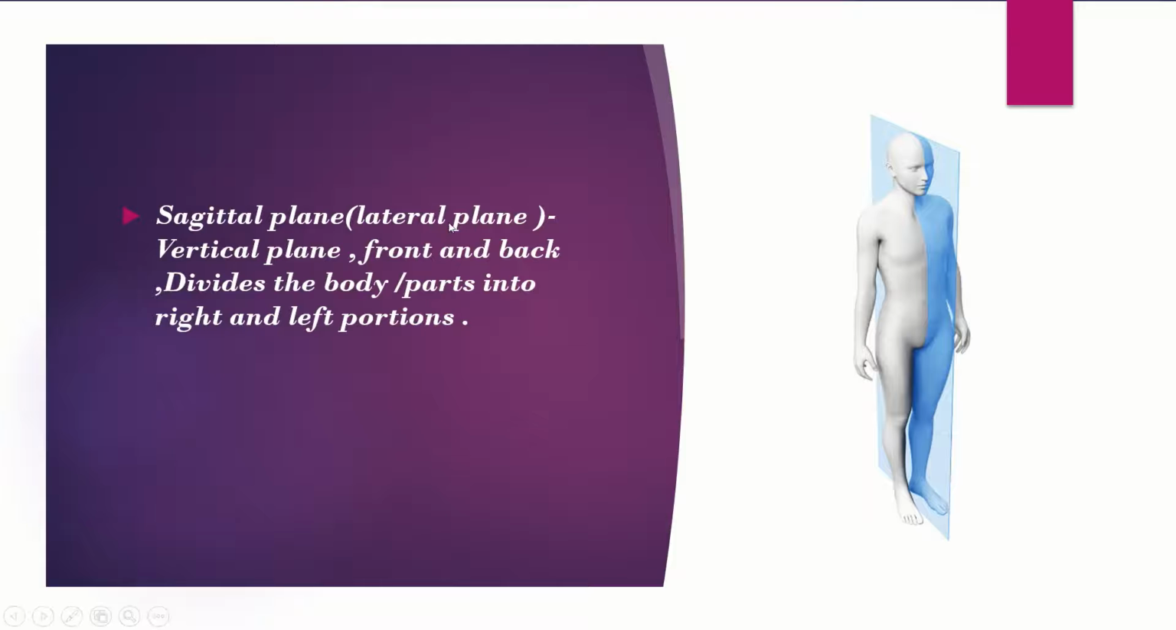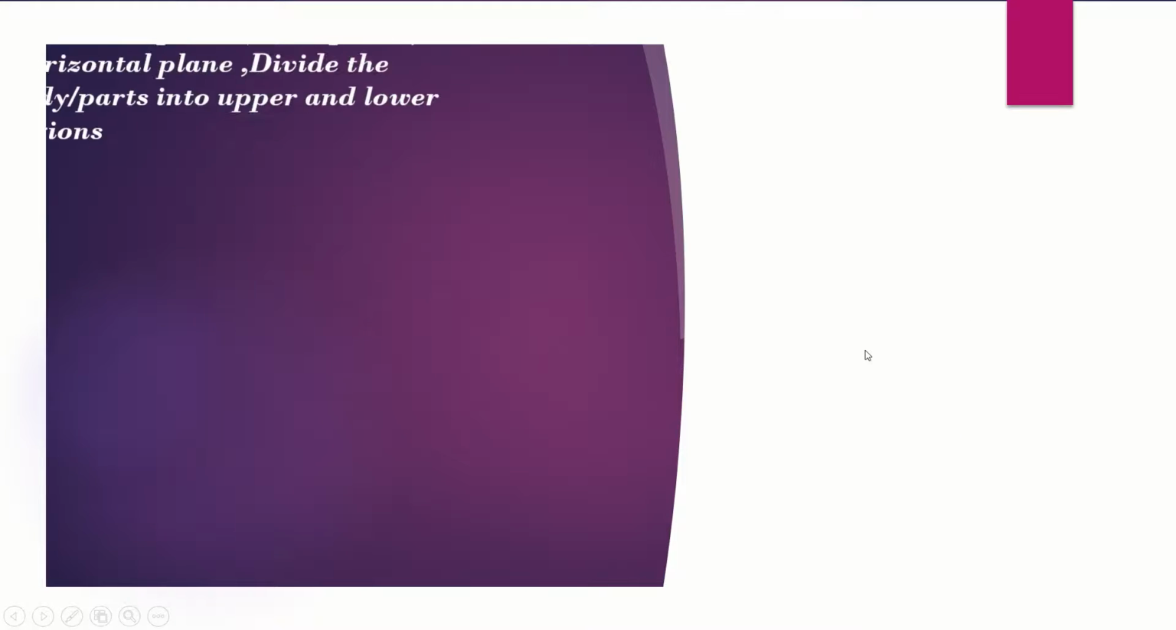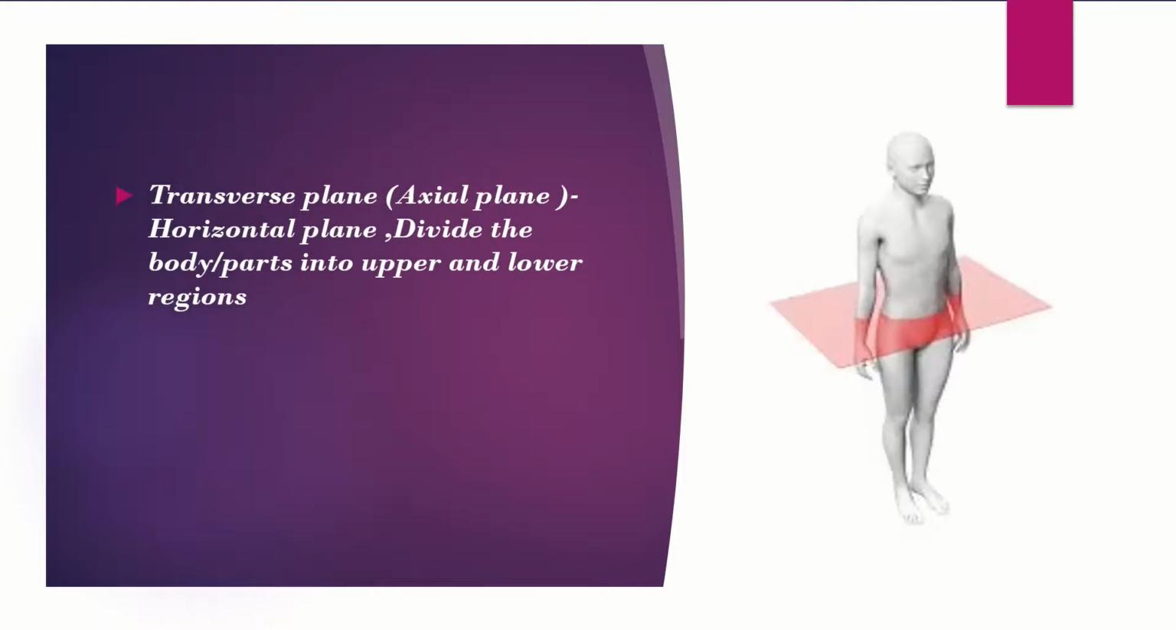The second plane is the sagittal plane. This is also known as the lateral plane. This is a vertical plane from front to back. So this divides the body or parts into right and left. Next, transverse plane. This is also known as the axial plane. This plane is a horizontal plane, divides the body or parts into upper and lower.